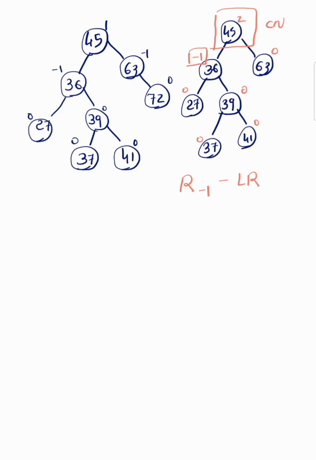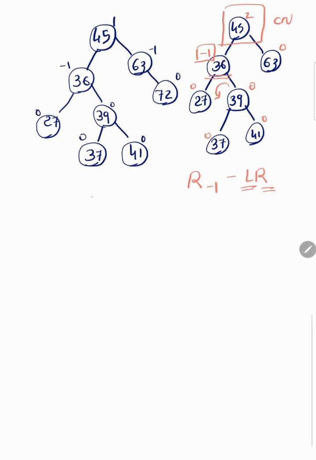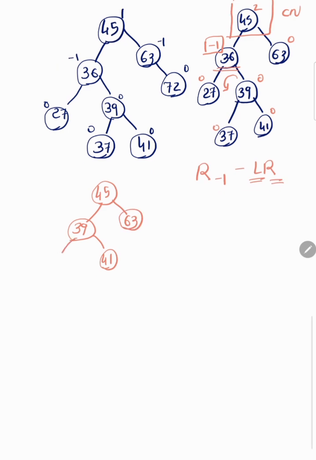So what you need to do is you need to just rotate the node below the critical node towards the left, right? And then the critical node towards the right. So here the node below the critical node, that is 36. So we are going to rotate 36 towards the left, right? So the intermediate step would be, 45 will be here only. Then if I rotate 36 towards left, so 39 will take place of 36. 41 will be here. 63 as it is.